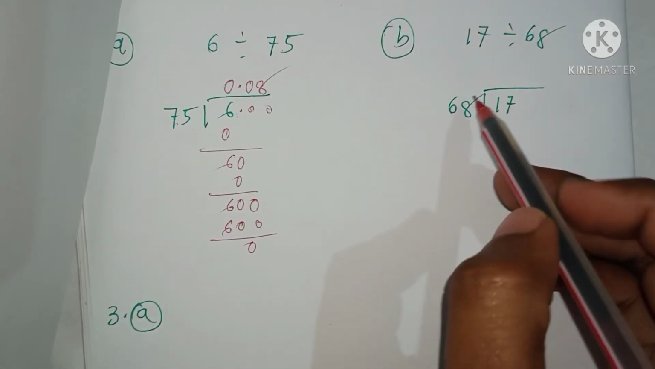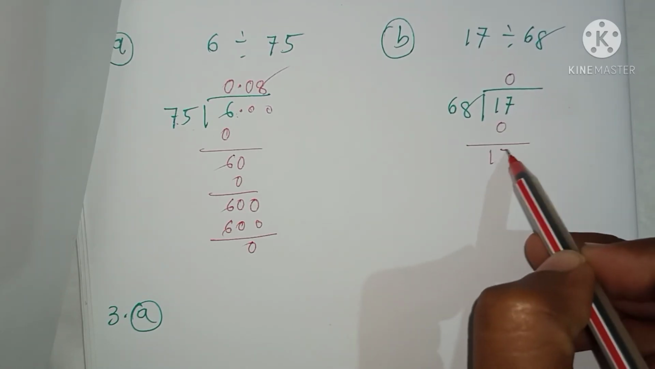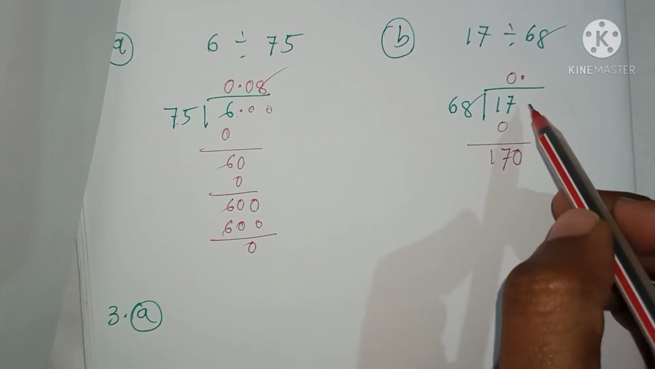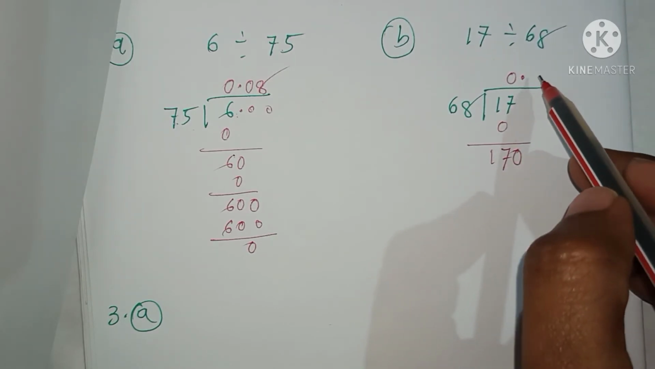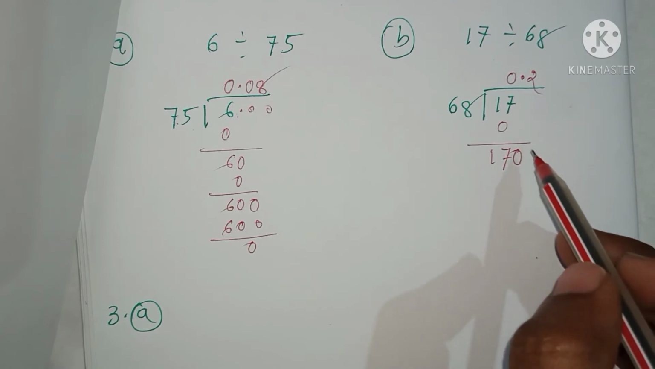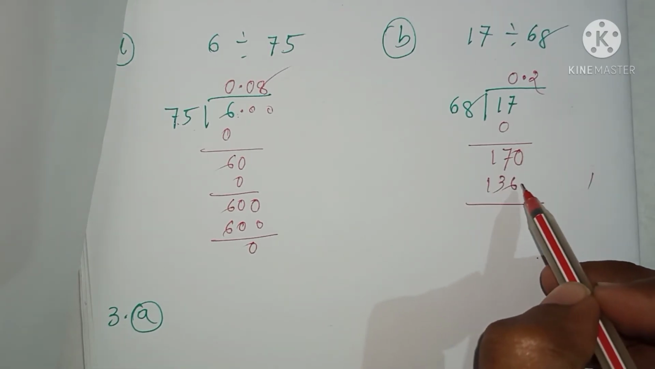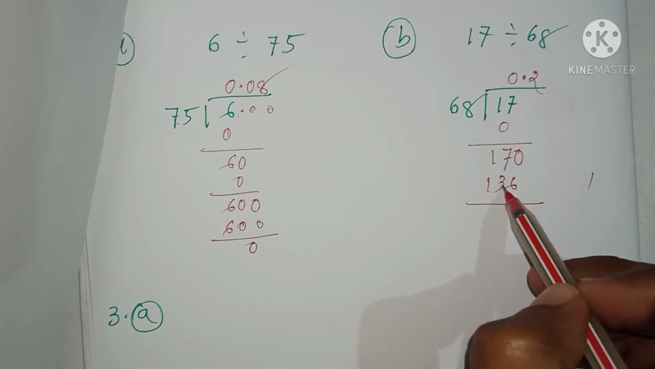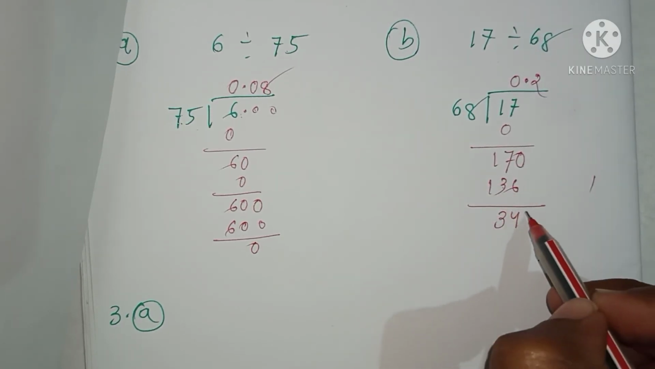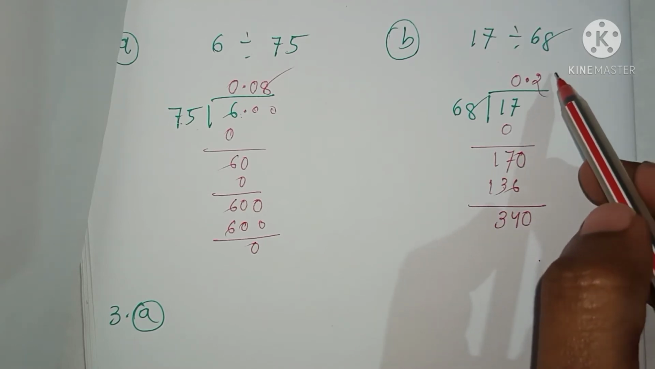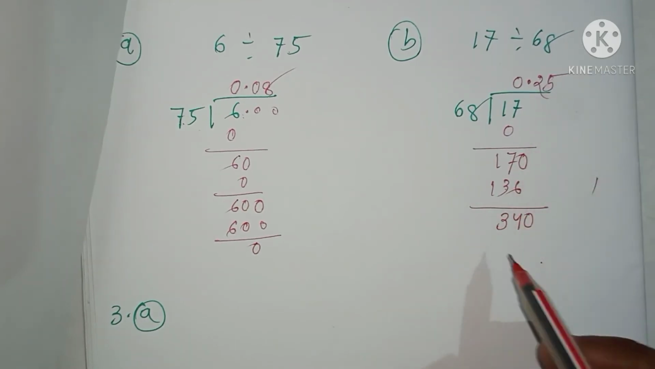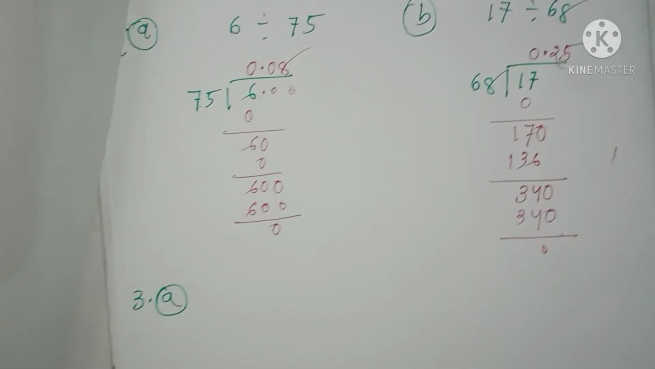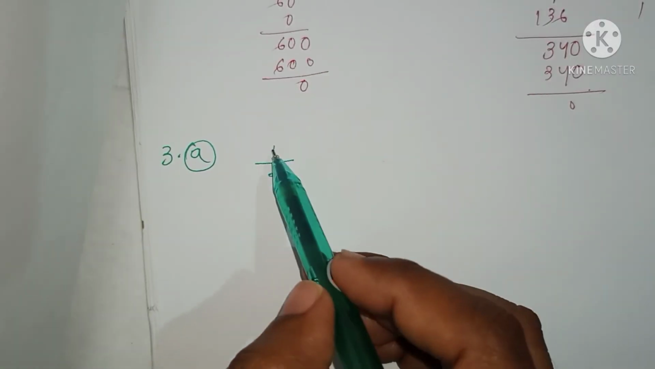Okay. Similarly question B, 68 into 0 equals 17. Then here we will put a point, meaning 1 0 will be brought down. So this one will be 2. 68 into 2 equals, this one is 136. So 10 minus 6 equals 4. Here 6 minus 3 equals 3. So 1 0 will be brought down. So 68 into 5 is equal to 340. So the answer is 0.25. So question 3 is 1 by 2.